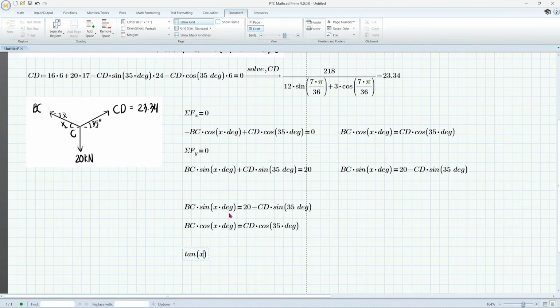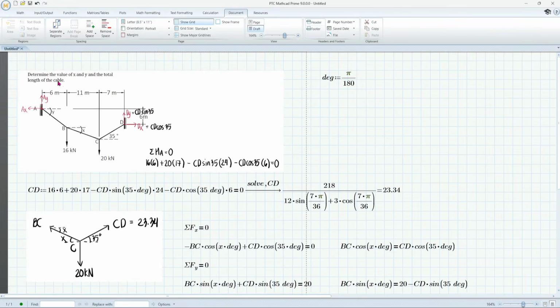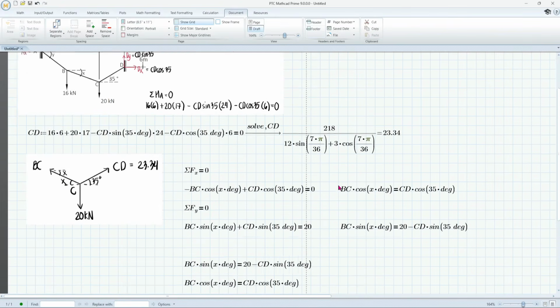Tangent of X degrees would be equal to this expression, divided by this one. So, yung CD is, again, 23.34. We can now solve the angle X. Solving X, we have 19.08 degrees. This is our answer for number 1, I mean, for the value of angle X.